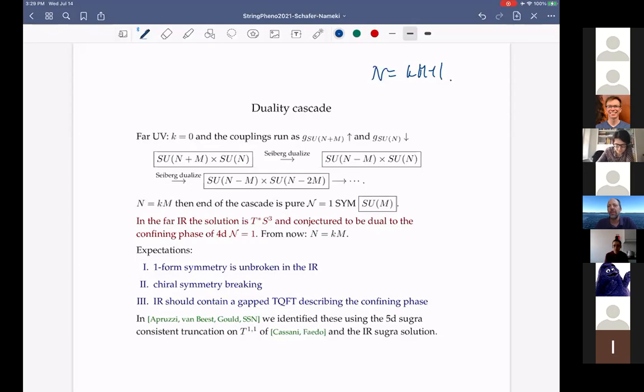But at the end of this cascade, you will see the difference, right? Here you will end up with SU(M), but in the other case, there's another step. You basically end up with SU(1).